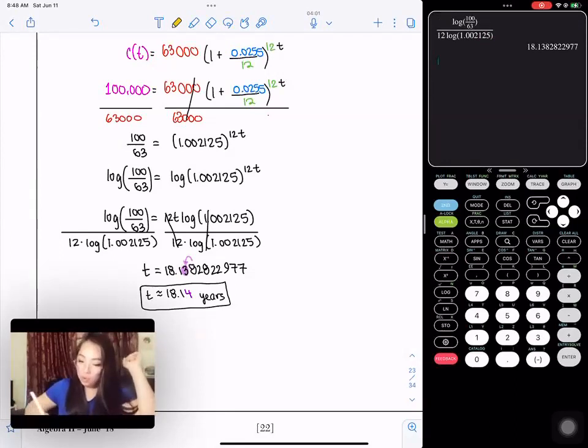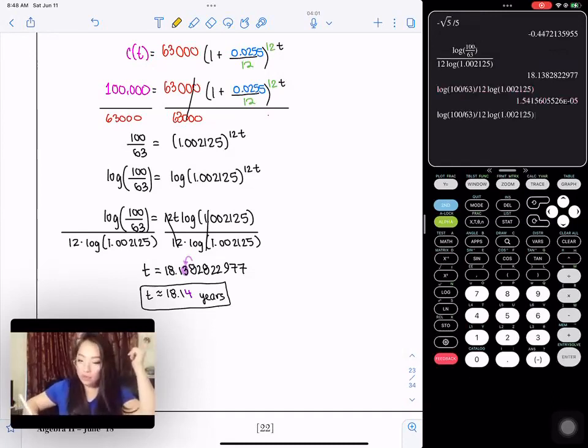Some of you will do this, and you know who you are, and that's fine. But if you're going to do it without the alpha x, check this out. Look what happens. Do you see my mistake already? It's going to give you a different answer. You know why, right? Because you forgot to put parentheses around your base. In your original one, it tells you to just divide by 12 and then multiply the whole thing by log of 1.002125.